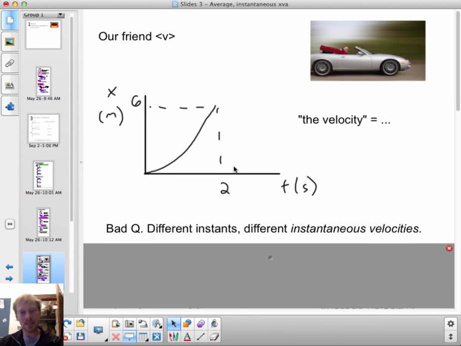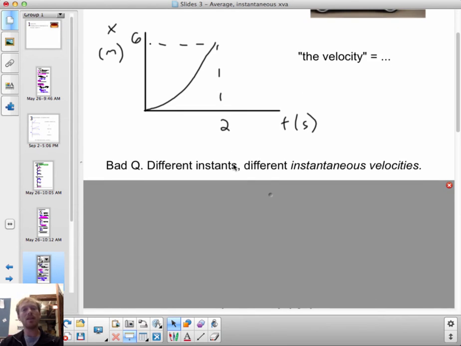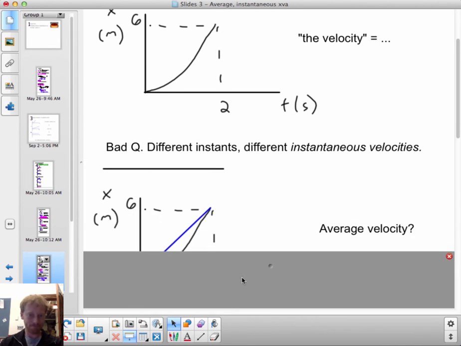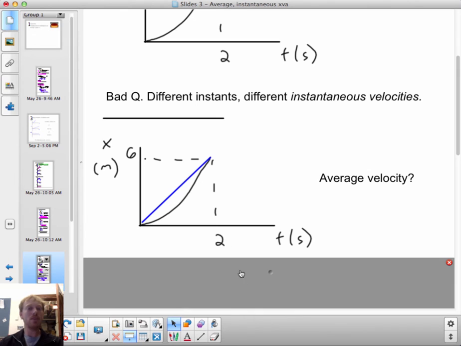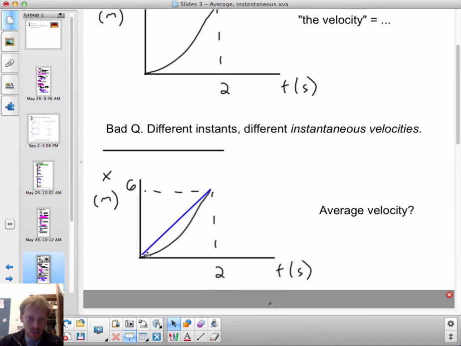But you could answer a slightly different question. You could answer the question, what is the average velocity of the object during this time interval? And you'd be answering this question. If instead of having a changing velocity, you were to only have one constant velocity, but you still covered the same distance, you still have the same displacement, what would that constant velocity be? That is the question of what is the average velocity.